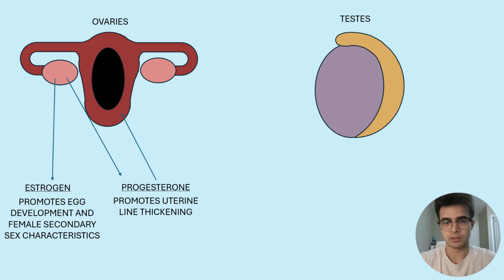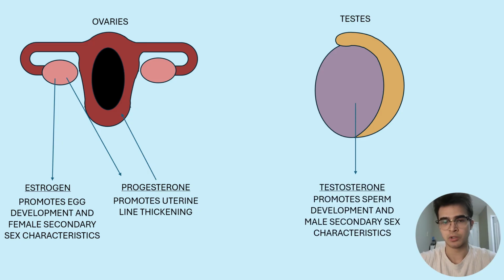Now for the testes. The testes produce one hormone, and that's testosterone. Testosterone is basically equivalent to estrogen in males, and it promotes the development of sperm, as well as secondary sex characteristics in males, such as a different frame. For example, men tend to have broader shoulders than women, as well as an Adam's apple and facial hair.